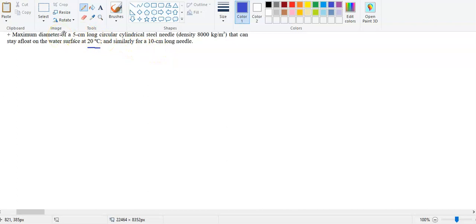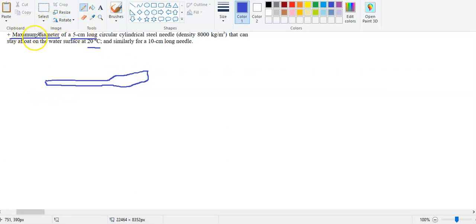What actually do you need to calculate here? Is it the diameter? No. The diameter is given as the maximum diameter of a 5 centimeter long needle. Now you need to calculate the maximum diameter, and this is the length of the cylindrical steel needle. This is an important section here. You see the maximum diameter. That means if, let's say, this is the needle, or maybe something like this.